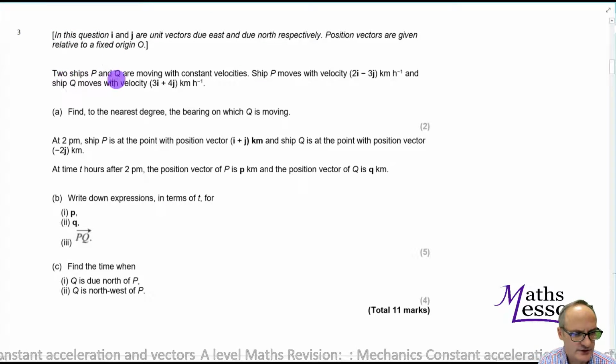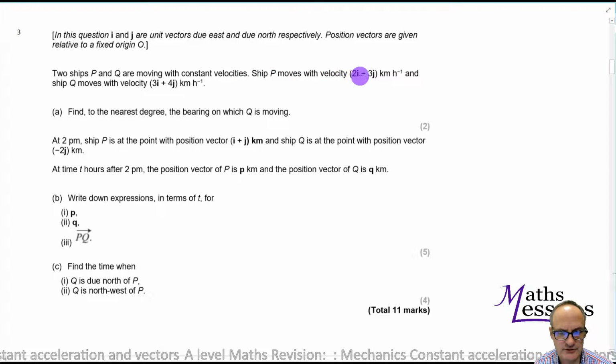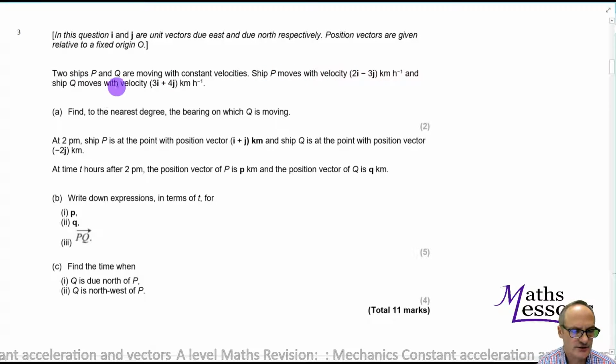Question 3. Two ships P and Q move with constant velocities. Ship P moves at velocity 2i minus 3j, and ship Q moves at velocity 3i plus 4j.